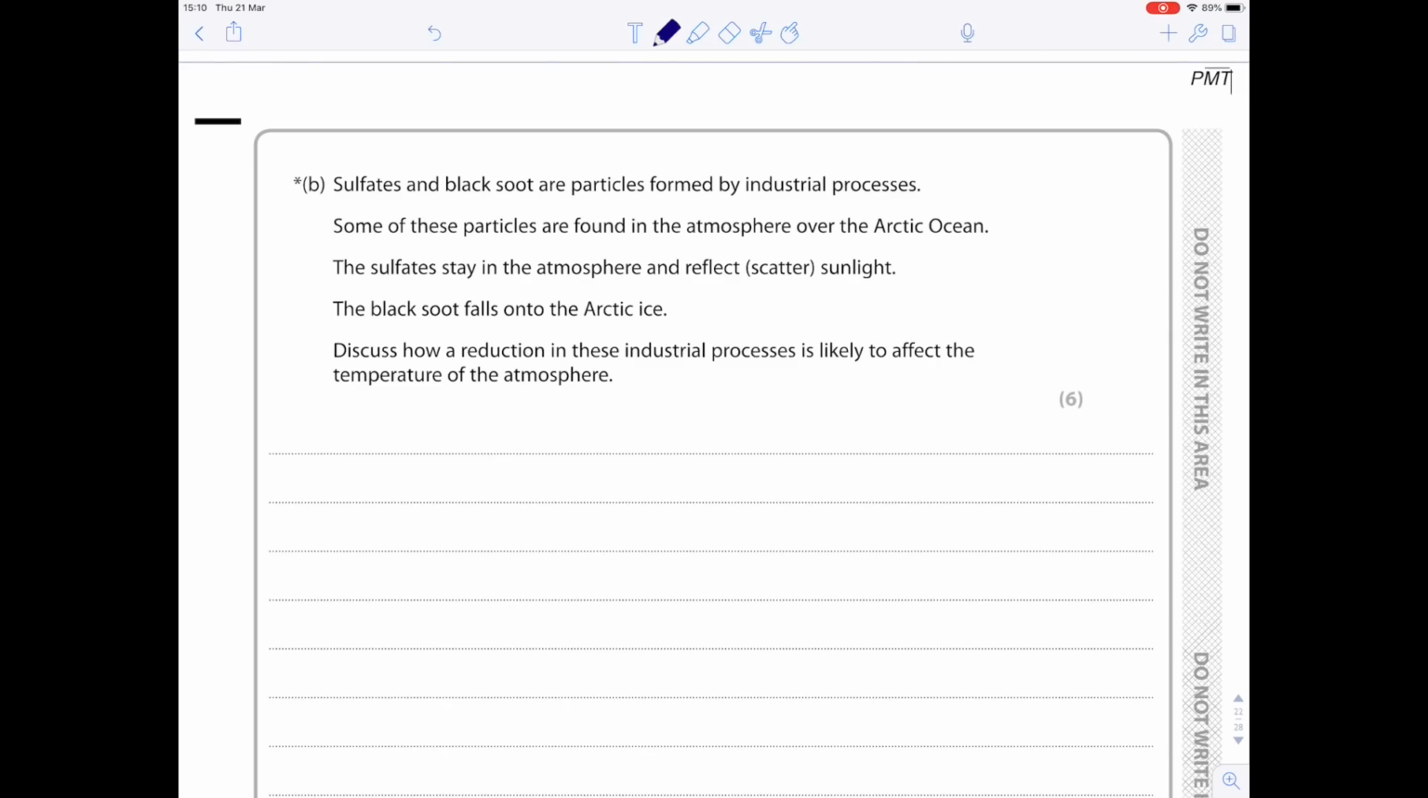B. Sulfates and black soot are particles formed by industrial processes. Some of these particles are found in the atmosphere over the Arctic Ocean. The sulfates stay in the atmosphere and reflect, scatter sunlight. The black soot falls onto the Arctic ice. Discuss how a reduction in these industrial processes is likely to affect the temperature of the atmosphere.